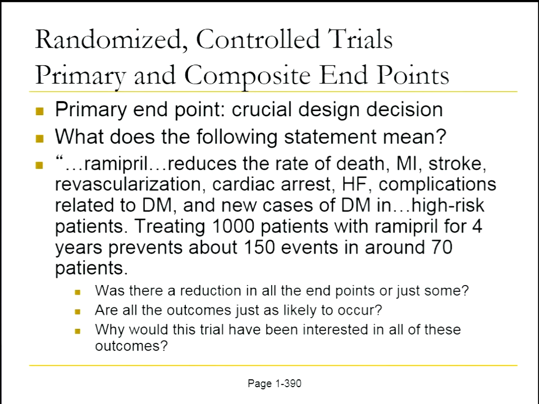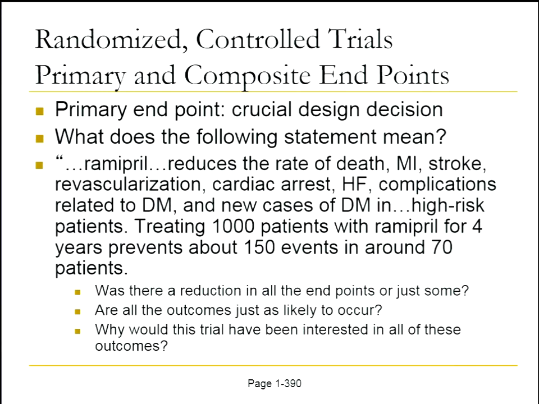I want to read to you a statement from an important clinical trial from several years ago that shows sometimes the confusion that results when we use multiple composite endpoints. Ramipril reduces the rate of death, MI, stroke, revascularization, cardiac arrest, heart failure, complications related to diabetes, and new cases of diabetes in so-and-so. What the heck does that mean? Does it mean it reduces mortality? Does it mean it reduces the composite of all these things? Or does it reduce each individual endpoint? And that's what we need to know.